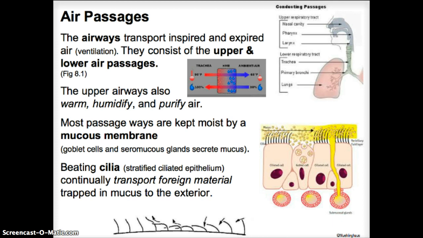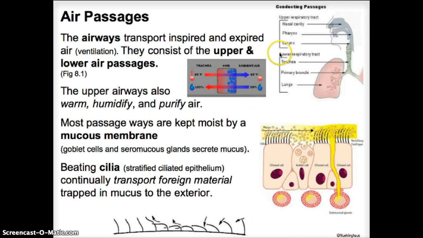If you feel your mouth, that's a mucous membrane, that moisture in there that you feel. Goblet cells and seromucous glands are the ones that secrete the mucus, and we feel the mucus when we spit out the mucus, because we have beating cilia, which are a stratified ciliated epithelium as a tissue type, and they ongoingly transport foreign materials that are trapped in this mucus to the exterior. It's kind of cool. You can see the little beating cilia down here, and here we have a picture where we also see some of the goblet cells and seromucous glands that secrete the mucus.